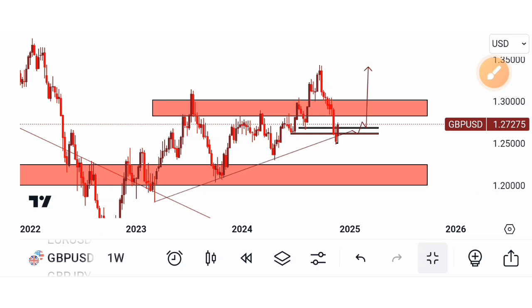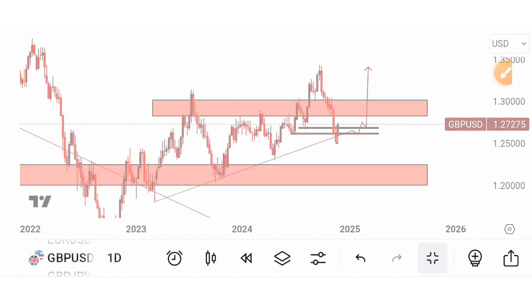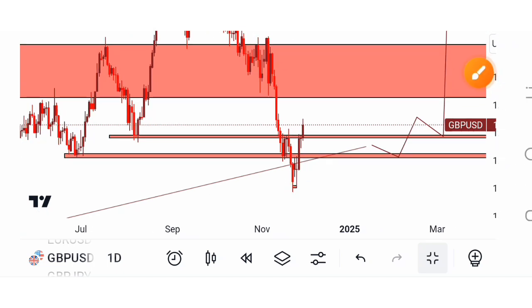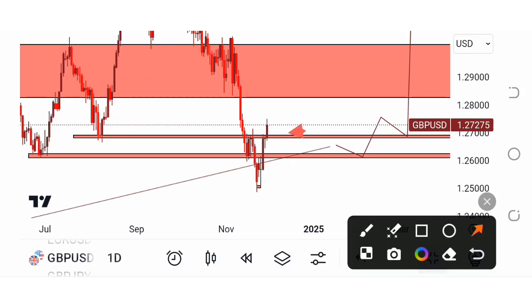So the way you can trade this market is go to the smaller time frame. For this one, let's go to the daily time frame. I have already identified two areas of interest. I have identified this high over here, and this low as my two potential areas where I could buy from.